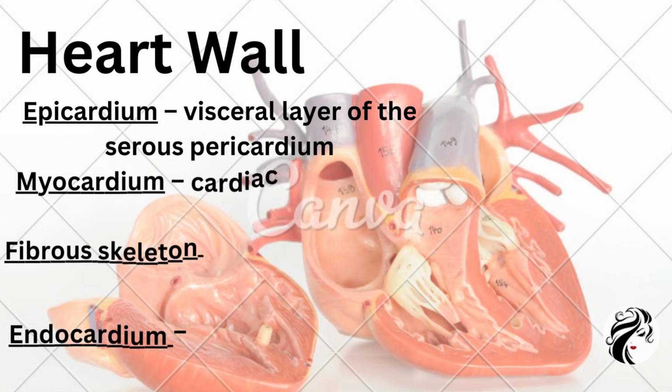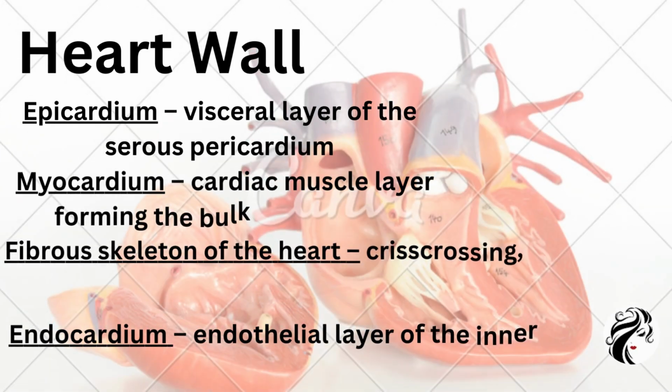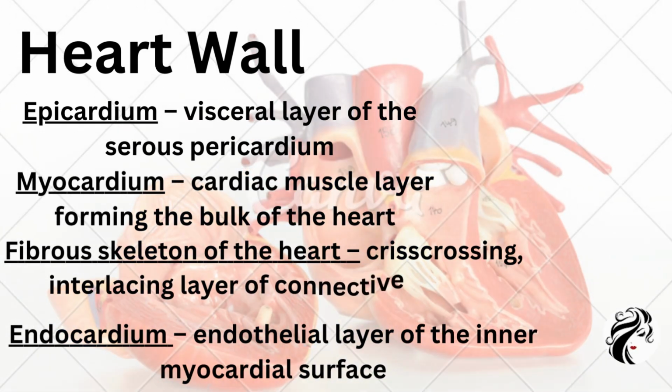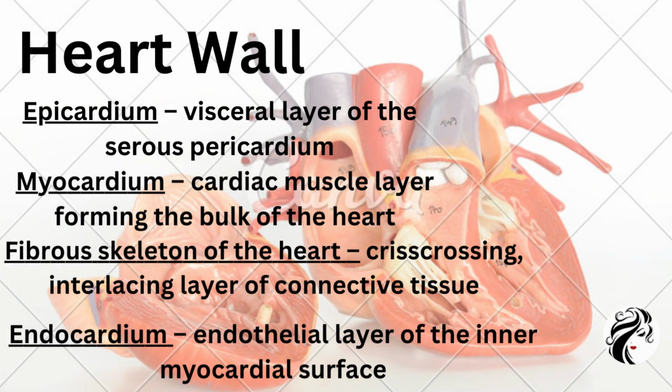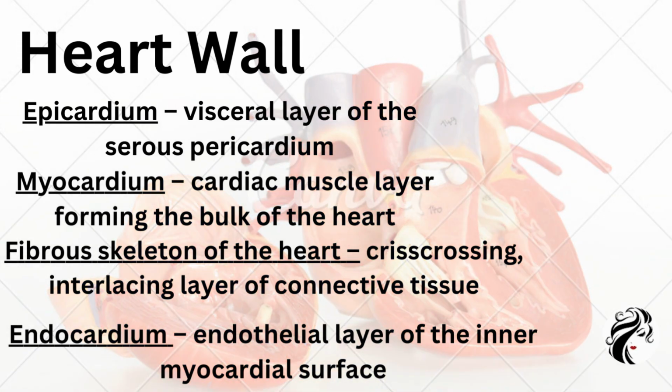So the wall of the heart is made up of epicardium, myocardium, fibrous skeleton of the heart, and endocardium. The epicardium is the visceral layer of the serous pericardium. Myocardium is the muscle bulk of the heart. Fibrous skeleton of the heart is the crisscross interlacing layer of connective tissue, and endocardium is the endothelial layer of the inner surface of the heart. You can see the picture. Hopefully this will be helpful for you. So watch in the next slide, you will see the images.